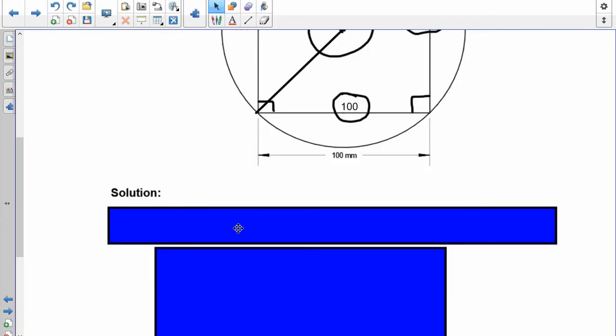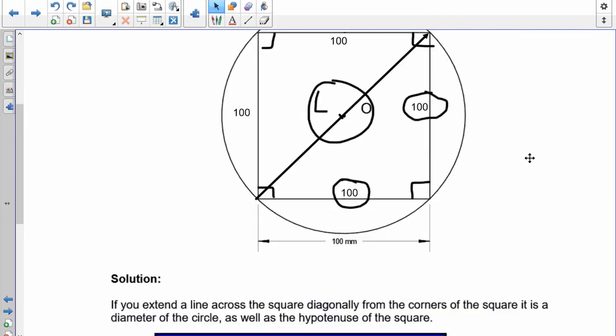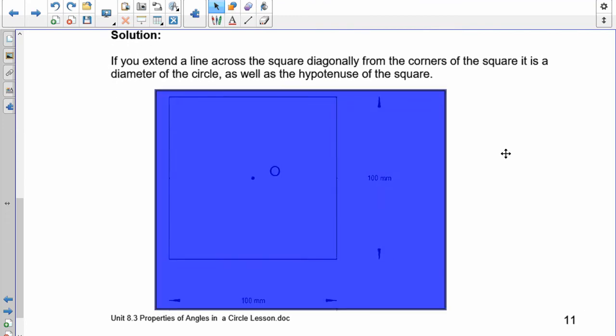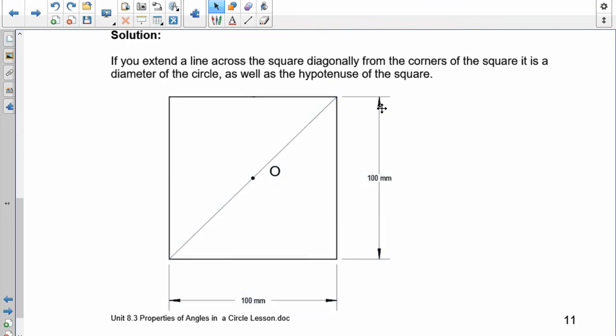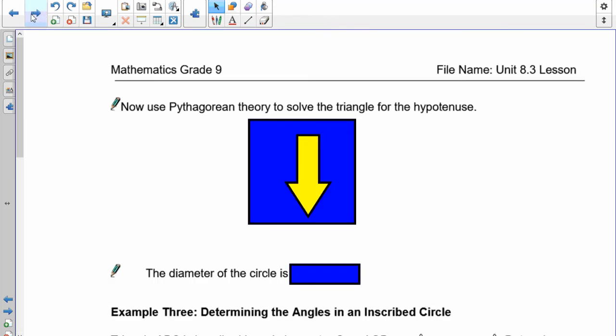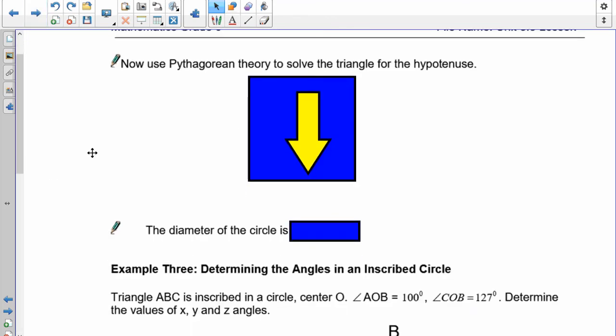So let's take a look at that. If you extend the line across it diagonally from corner to corner, you get your right angled triangle. That's pretty straightforward right there. So this is what I've got now. 100 millimeters, 100 millimeters, and there's my diameter. All right, I need to solve for that length. So I need you to use Pythagoras' theorem. I want you to calculate what is the hypotenuse.